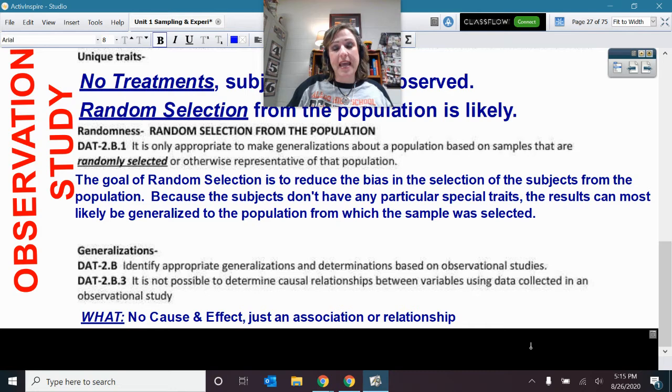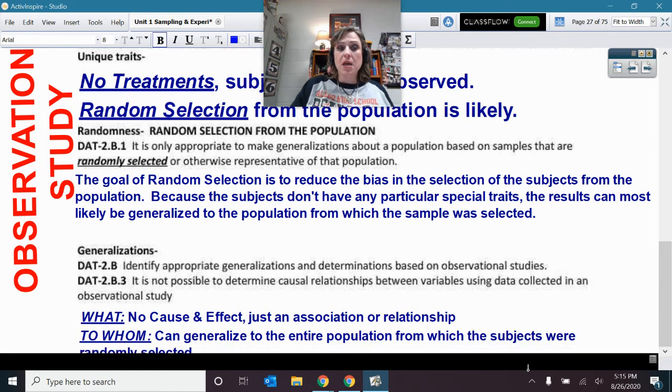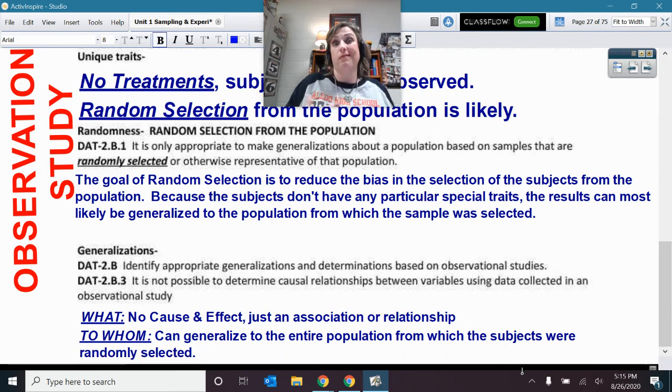You can say there's a trend, there's a relationship. It looks like there's an association. It looks like the more caffeine you drink, the less skin cancer you get, so there's a negative relationship. Now, to whom can we generalize our results? Well, that's the beauty of this. We can't say much, just an association or relationship, but we can generalize to the entire population if we had done that random selection. Very important facts.